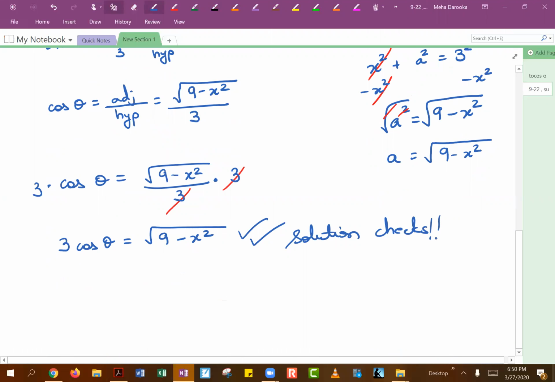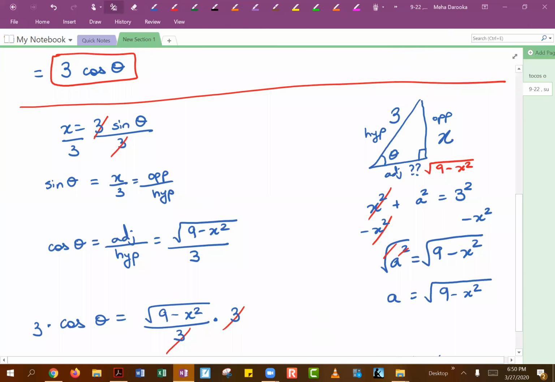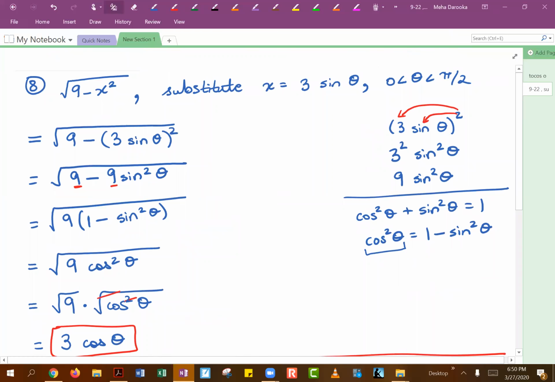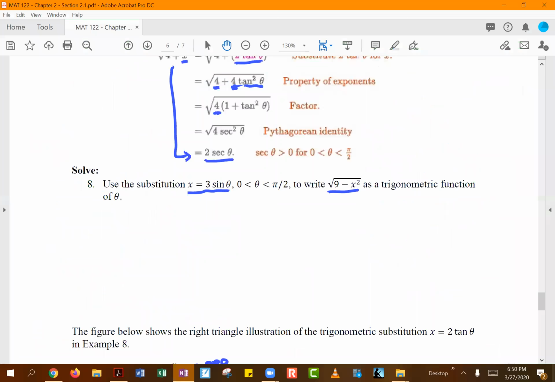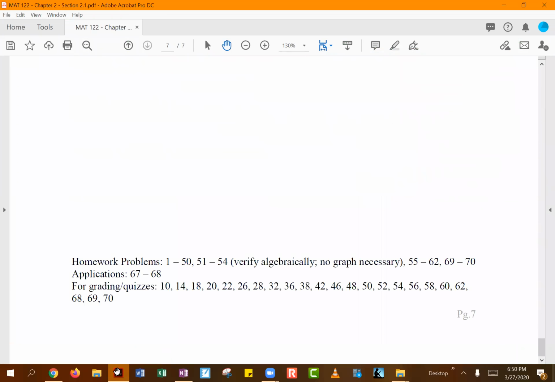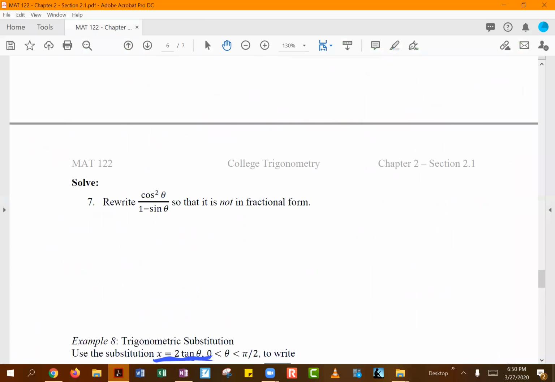Okay, so that's the basic right triangle trigonometry. It can also help you check your solution. So we know that the substitution and the simplification we did here was in fact correct. Okay, so that was the last thing that we actually had to talk about here in section 2.1.